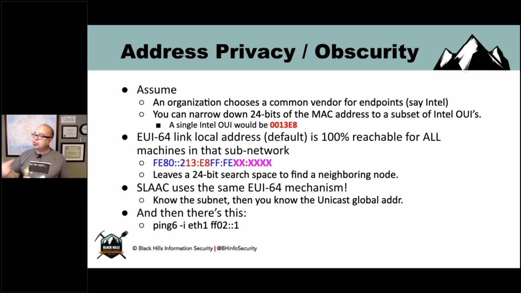SLAAC also uses EUI-64, and so if SLAAC is deployed for the unique global address that is assigned to that device, then you will also know up to the remaining 64 bits what the global unicast address is in that subnet. Go even further, we've got this. If we're sitting on a v6 subnet with link local, we can always use ping to the FF01::1 address.